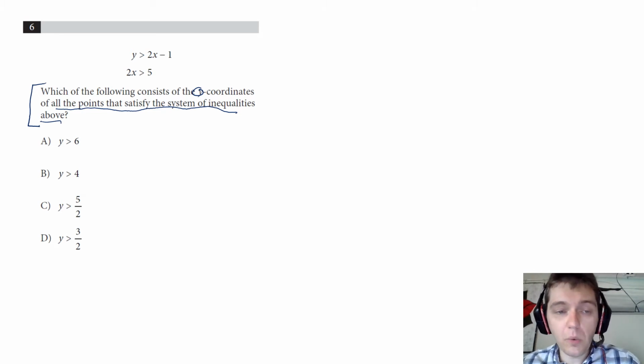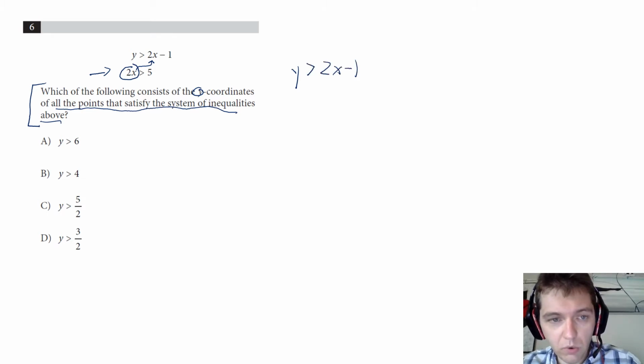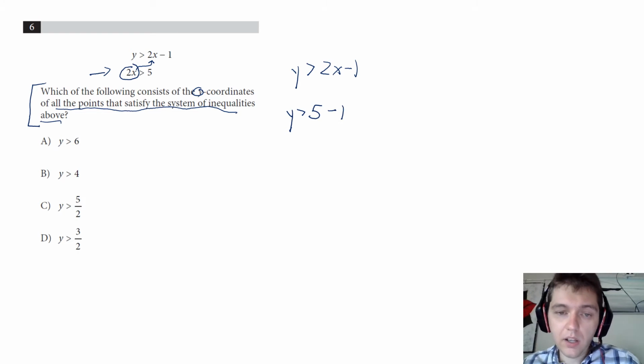So how do we solve this for y? Your second inequality here has 2x equal to 5. You can take this 2x, plug it right into your first inequality. So you have y is greater than 2x minus 1. You know what 2x is from your second inequality. It's 5. So you can leave that y is greater than 5 minus 1. Solve that. Y, 5 minus 1 is 4. And that is your answer.